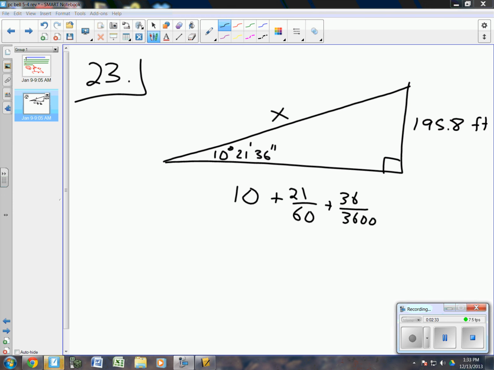Okay, tell me what that is. 10.36? Okay. 10.36 degrees. So I have this angle. From this angle, I have the opposite side, and I want to know the hypotenuse. So what would that be?